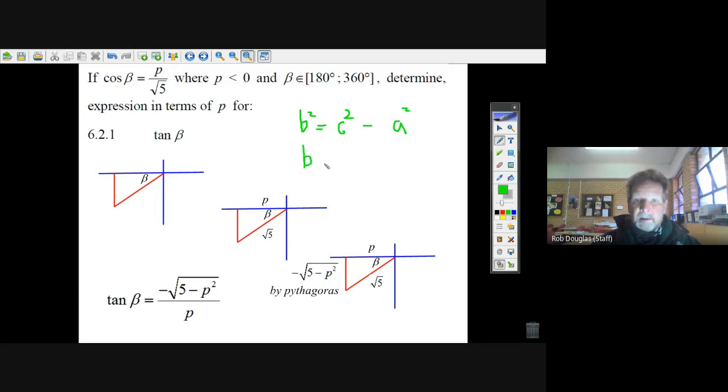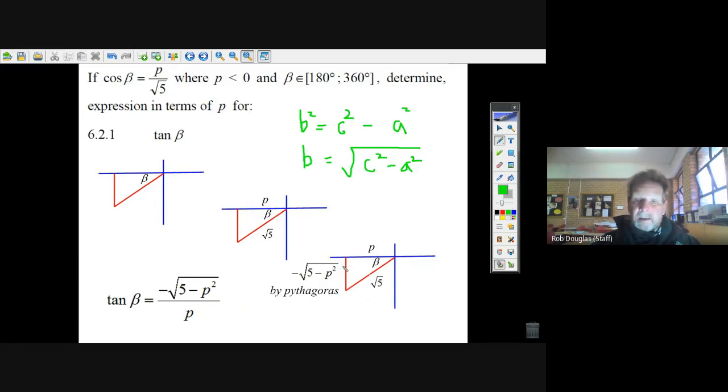So to get b, we square root the hypotenuse squared minus the other short side squared. So that's how we got this opposite side, minus root of 5 minus p squared. And we write by Pythagoras because we used it. Now we have the whole picture.